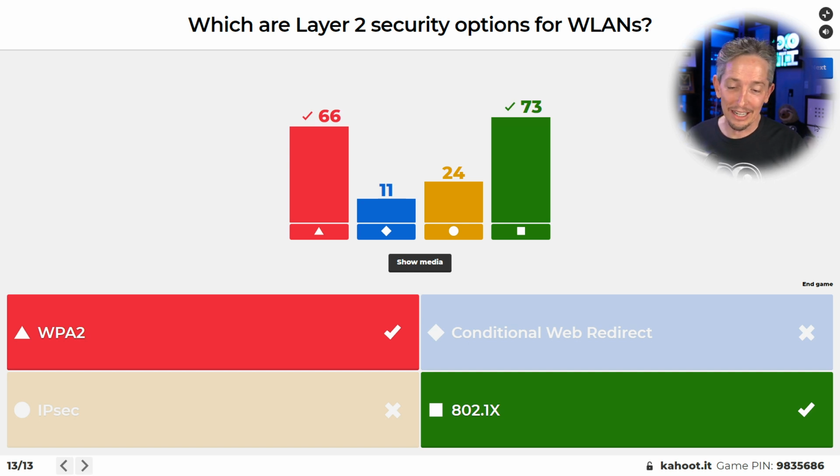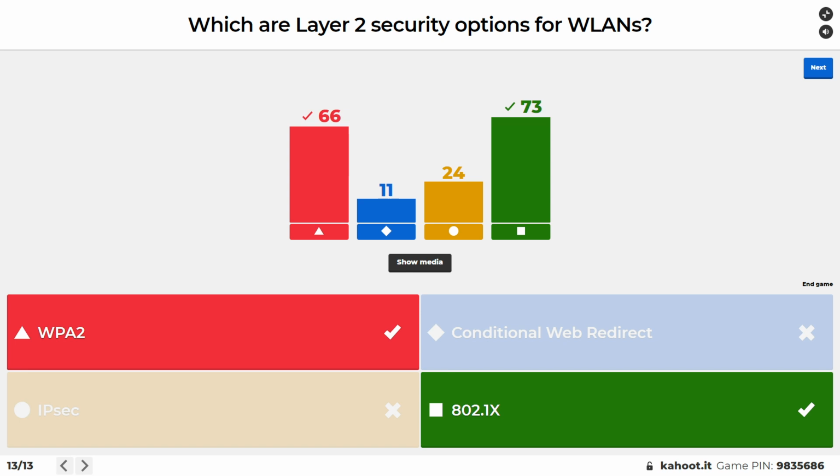All right, WPA2 and 802.1X are absolutely the right two answers. Let's bring up an interface and take a look together. And I think I've got an interface. There we go.